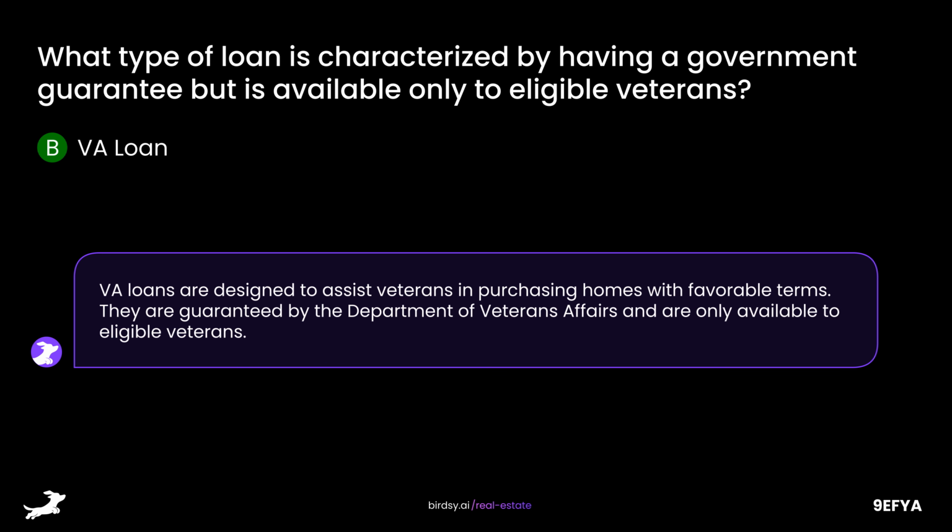VA loans are designed to assist veterans in purchasing homes with favorable terms. They are guaranteed by the Department of Veterans Affairs and are only available to eligible veterans.